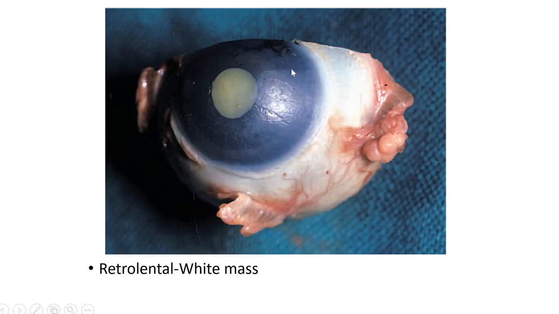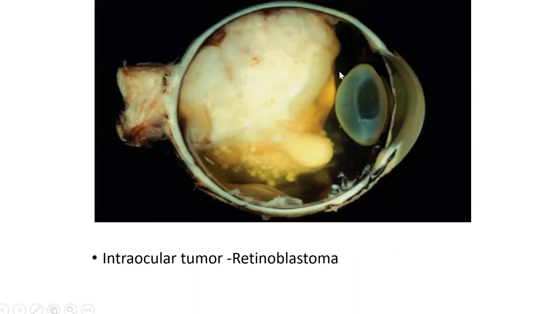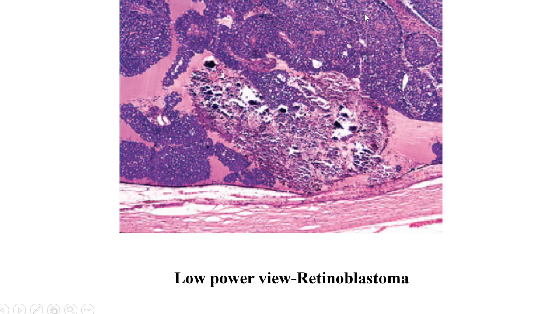So this is a retinal mass. Here you can see a whitish layer, and on cut surface you can see this is the lens, and behind it you see such a big tumor, completely occupying the whole vitreous cavity. And this is a low power view where we can see all these small blue round cells arranged in sheets, and these are the calcifications.